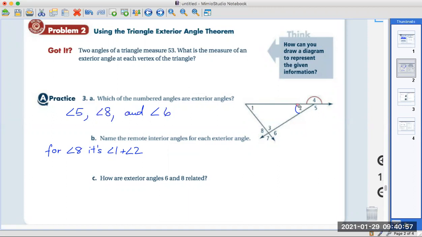So for angle 5, I want you to guess. This one is not a remote. This is not an exterior. So for angle 5, from here to here, which one? It definitely wouldn't be 2 because these two are next to each other. It would be this one and this one.